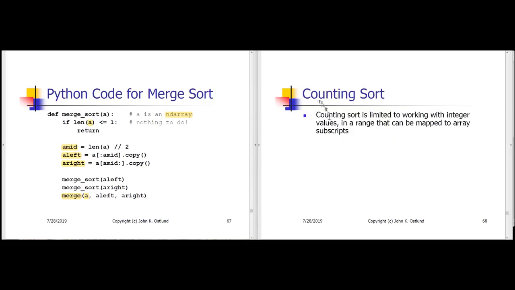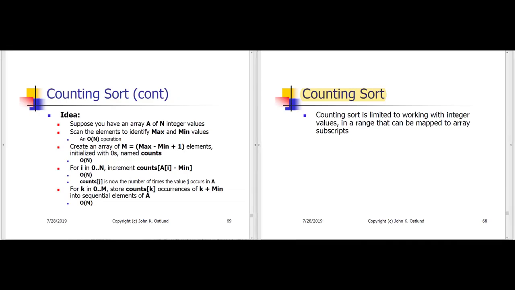The last sorting algorithm we're going to look at is something called counting sort. Counting sort is limited to working with arrays of integer values, where those integer values can be treated as subscripts within an array. But within this limited domain, counting sort is extremely fast. So here's the basic idea.